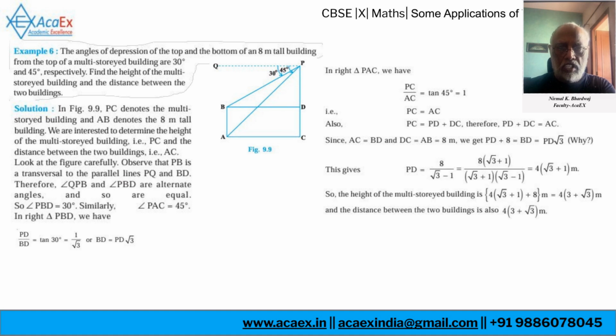The height of the multi-storied building is PD plus 8, which is 4 times (3 plus the square root of 3) meters. The distance between the buildings is the same.